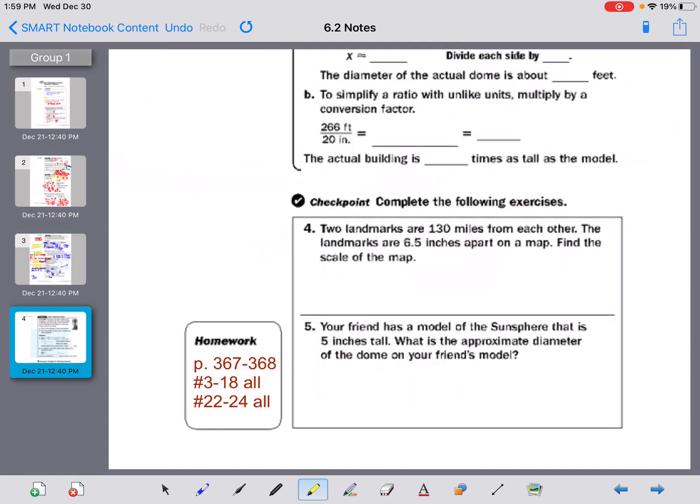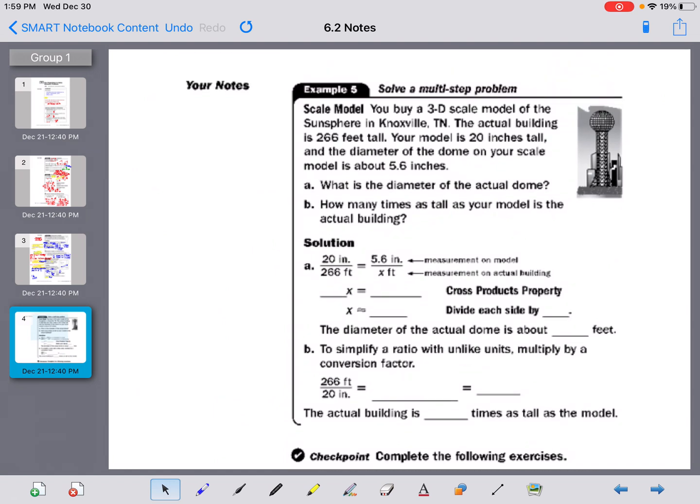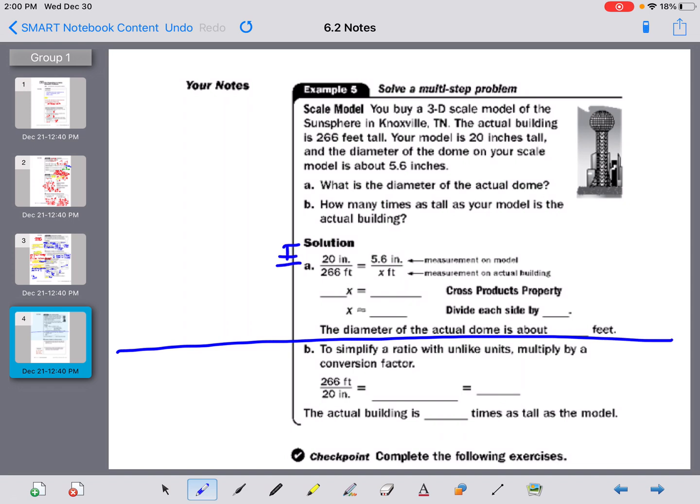All right, last page of our notes today. You buy a 3D scale model of the Sun Sphere in Knoxville, and the actual building is 266 feet tall. Your model is 20 inches tall. The diameter of the dome on your scale model is about 5.6 inches. What is the diameter of the actual dome? Okay, B asks a totally separate question, so I don't want to look at B right now. We're going to just look at just the A part first, okay? So just the A. Okay, image over actual.